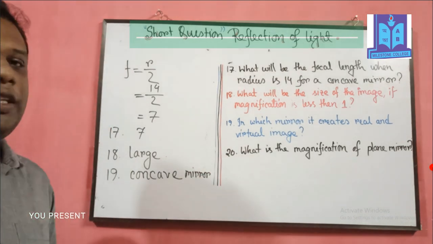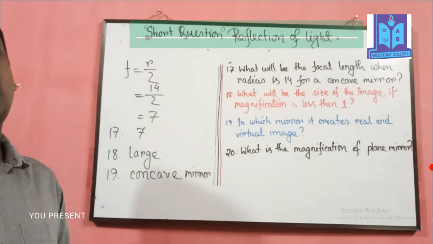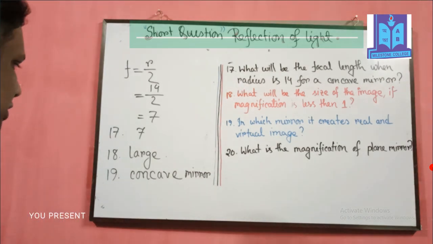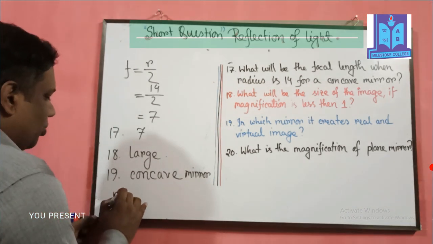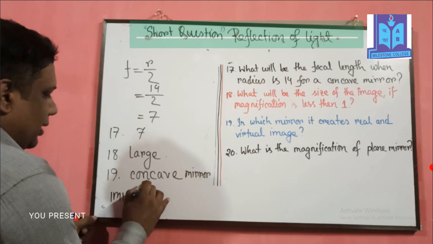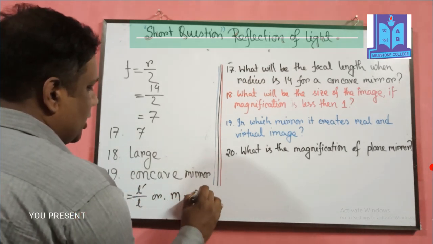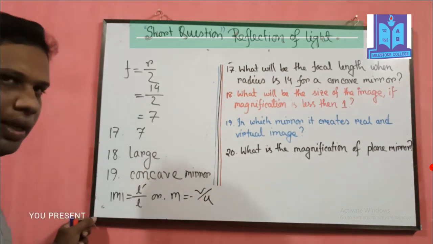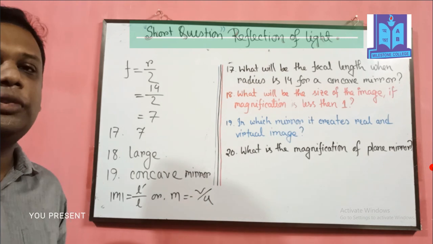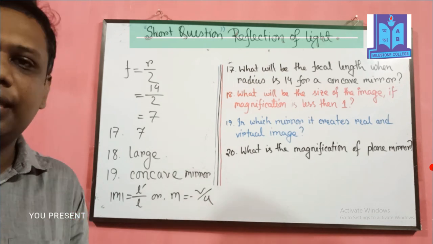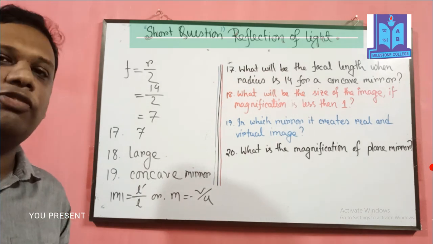Question number 20. What is the magnification of plane mirror? My dear students, we know that for magnification we have two formulas, which is L prime by L or M is equal to minus V by U. In both sections, we know that the object size and image size same, or the object distance and image distance is same for plane mirror.